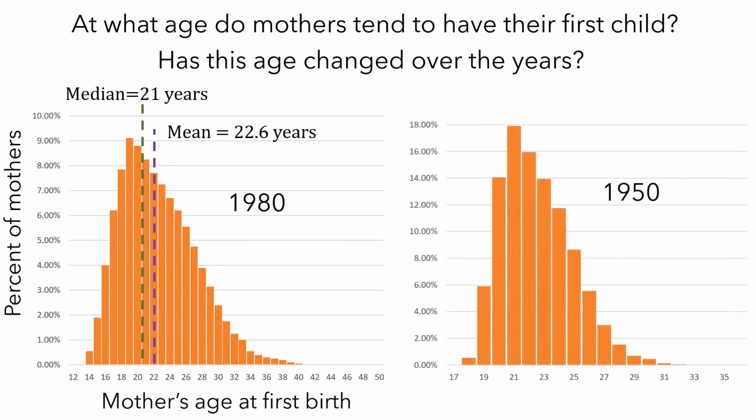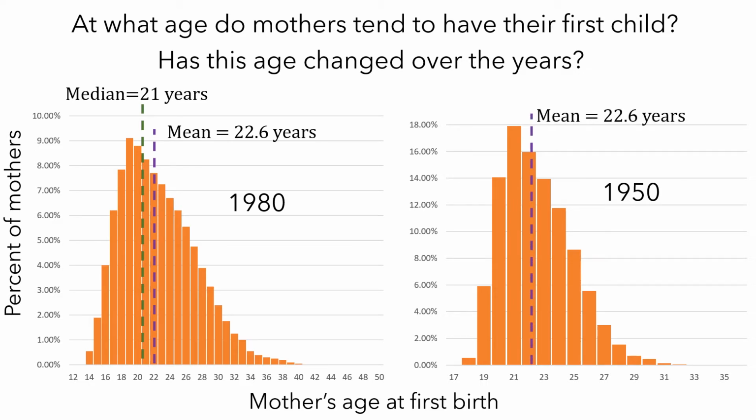Instead of looking at 2018, let's take a step back even further in time and look at data from 1950. Like with the 1980 data, this distribution is unimodal and skewed to the right. It also has a mean of 22.6 years and a median of 21 years. So does this mean that mothers were having their first children at the exact same ages in 1950 as they were in 1980? Pause the video and see what you think.